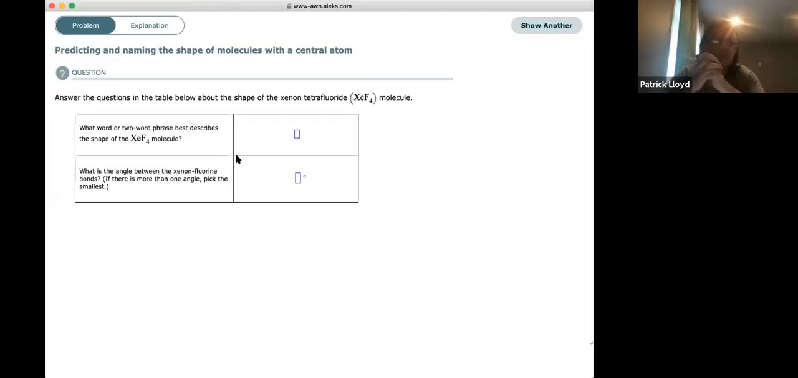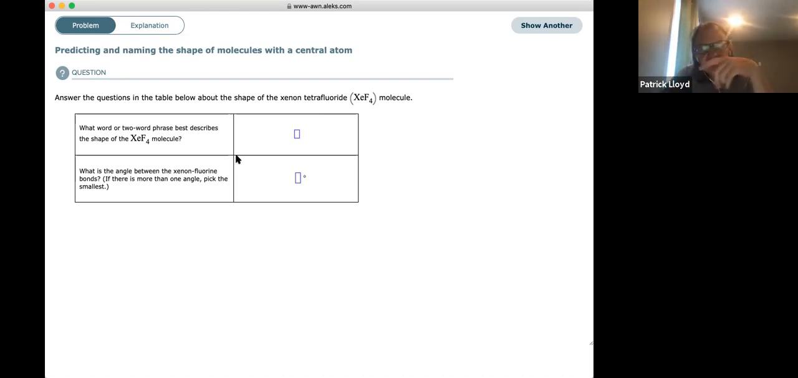And last one from this section, we're going to give the name of the shape that corresponds to these arrangements. So let's look at the first one. Answer these questions in the table below about the shape of the xenon tetrafluoride XeF4 molecule. What two-word phrase best describes the shape of the XeF4 molecule? Xenon tetrafluoride. Okay, well, the way this works is you have to draw the Lewis structure and then figure out where on those two lists it shows up.